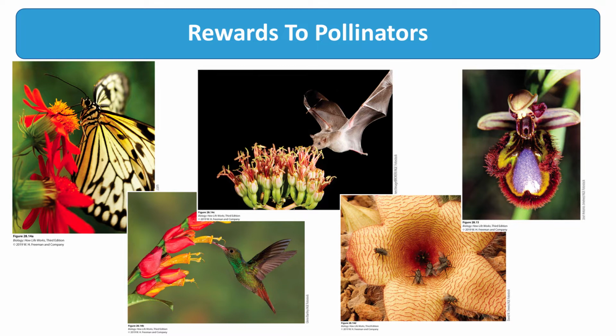In the lower right photo, the flower has the smell and appearance of rotting flesh to attract flies. However, when the flies arrive, there is no food for them and they end up pollinating the flower in their search. The species of orchid in this image to the top right has the shape and smell of a female bee. This causes male bees to try and mate with the flowers, taking up and depositing pollen in the process.